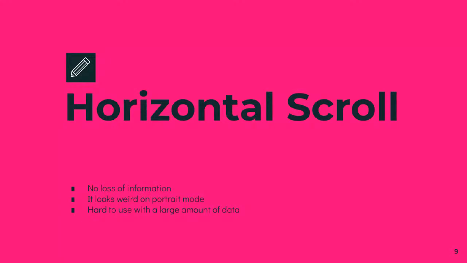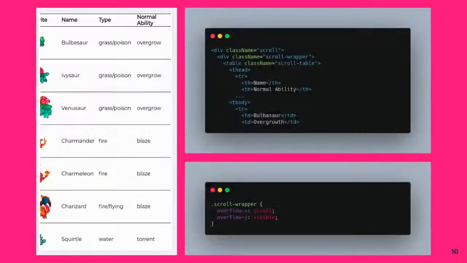So, okay. Now we have the horizontal scroll, where we have no loss of information, but it looks weird in portrait mode. It's not really good to use it in portrait mode, and it can be cumbersome for the user if you have a lot of columns and data to show, because as you can see, if you have, I don't know, 15 columns, you can spend a lot of time just scrolling to get to your final goal, to the data that you wish.